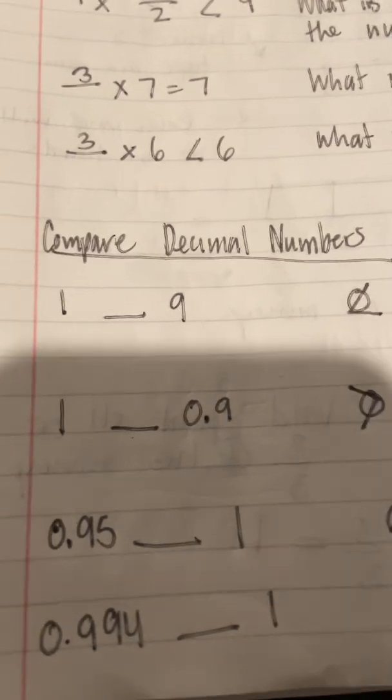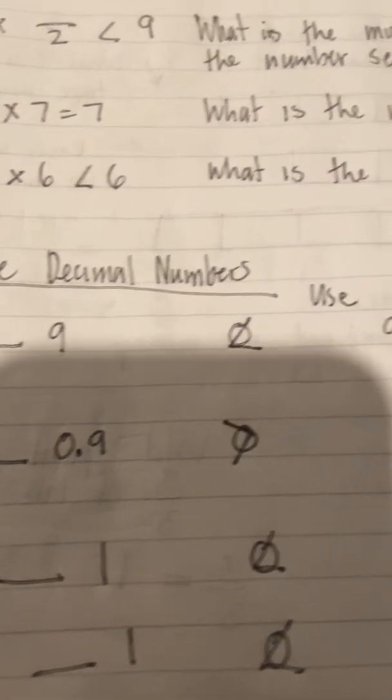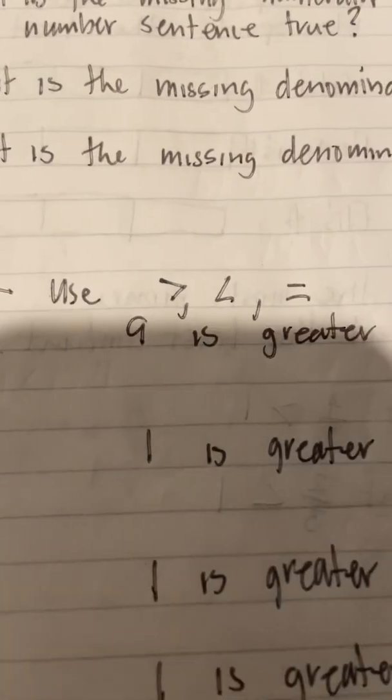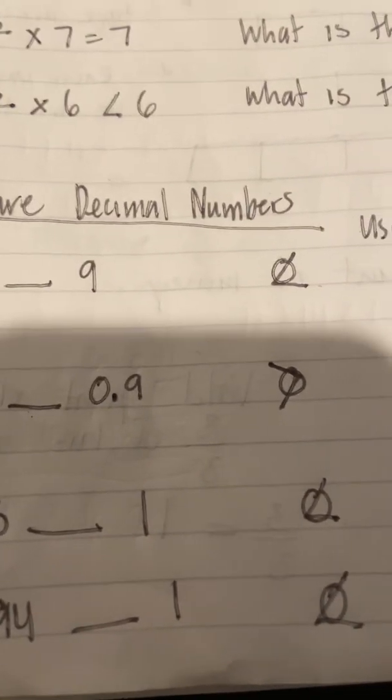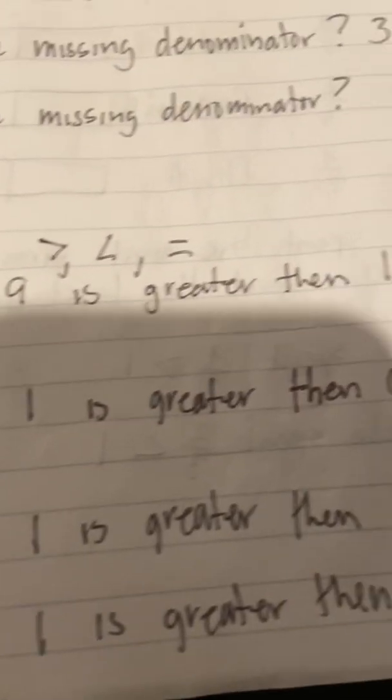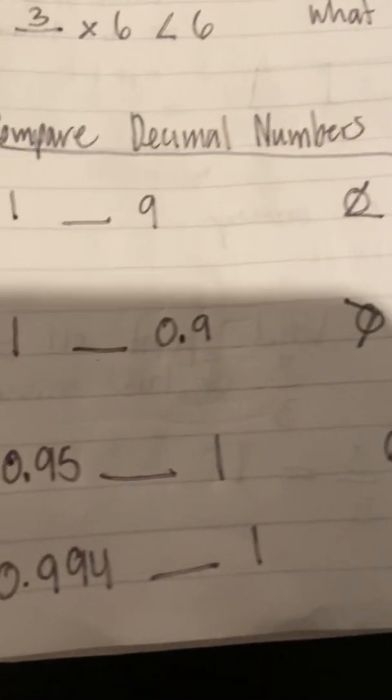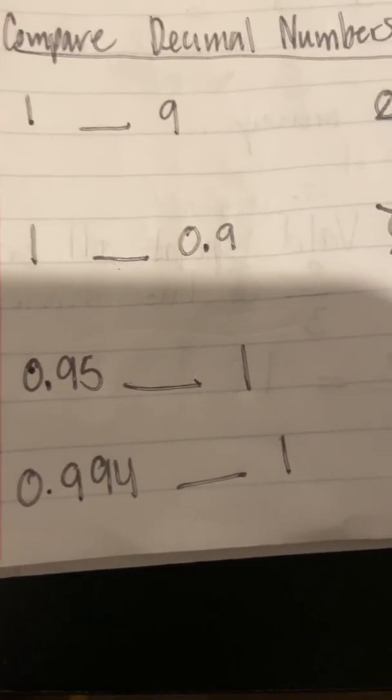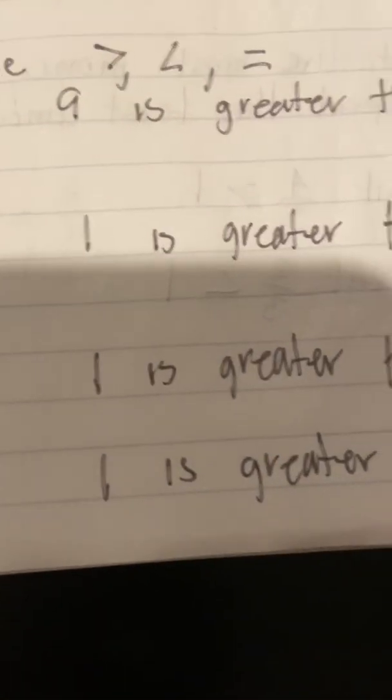Compare decimal numbers. For this, we're going to be using the symbols greater than, less than, or equal to. 1 is blank over 9. So that would be the 9 is greater than the 1. Then 1 and 0 and 9/10. So the 1 is greater than 0 and 9/10.